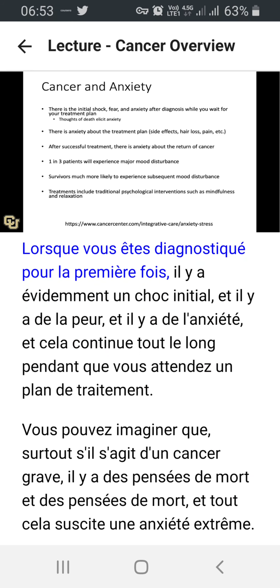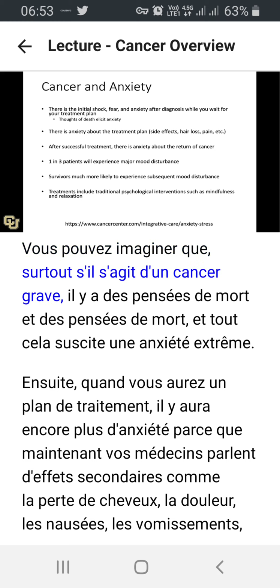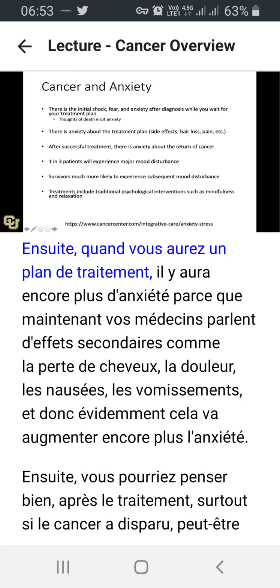When you're first diagnosed with cancer, obviously there's initial shock and fear and anxiety, and that continues all the way through while you're waiting for a treatment plan. And you can imagine that, especially if it's a serious kind of cancer, there are thoughts of dying and thoughts of death, and all of this elicits extreme anxiety. And then when you get a treatment plan, there's going to be even more anxiety, right? Because now your doctors are talking about side effects like hair loss, pain, nausea, vomiting, and so obviously that's going to jack up the anxiety even more.